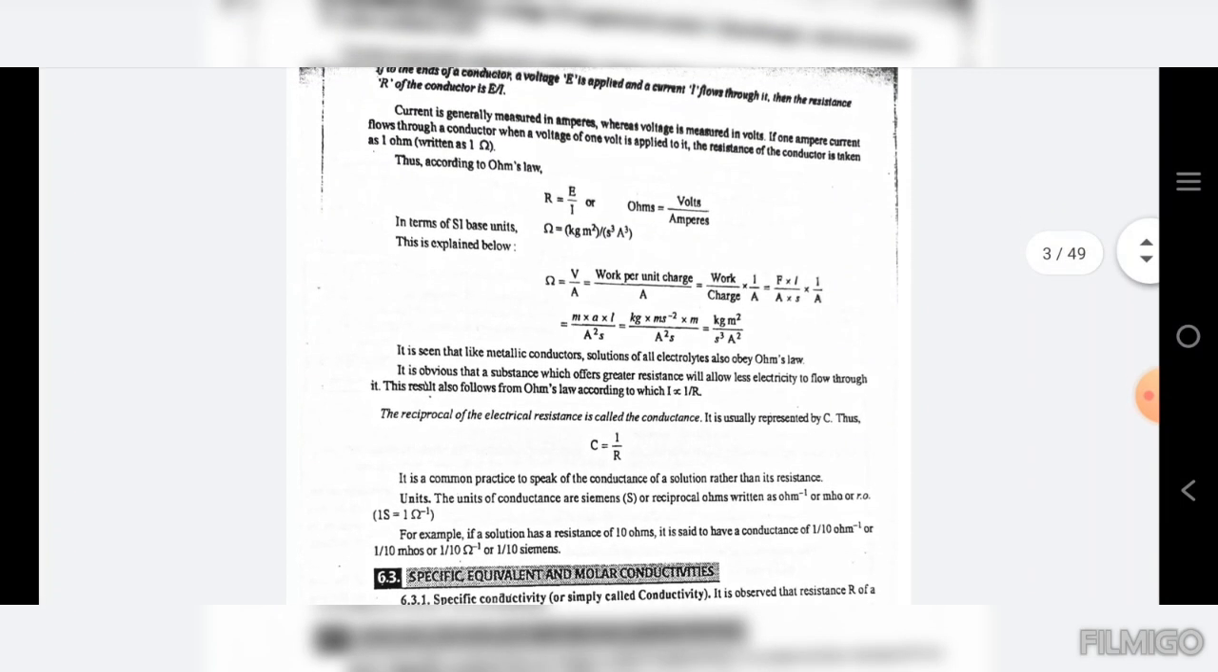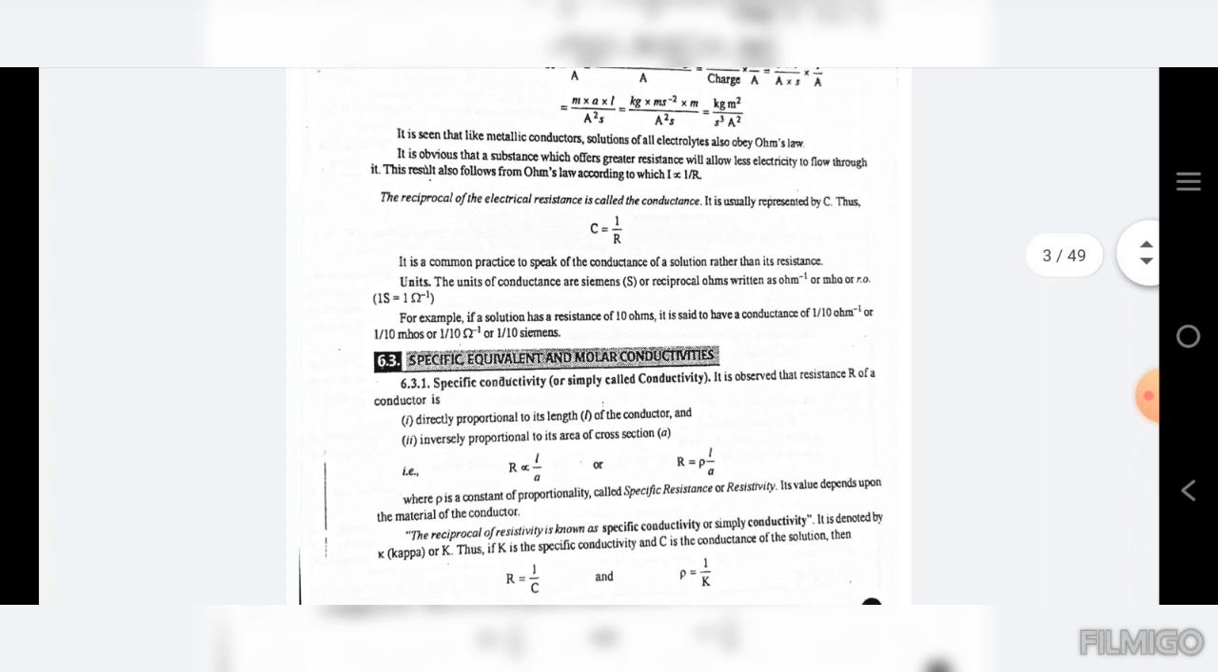Current is generally measured in ampere, whereas voltage is measured in volts. If 1 ampere current flows through a conductor when a voltage of 1 volt is applied to it, the resistance of the conductor is taken as 1 ohm, written as 1 Ω. Thus, according to Ohm's law, in terms of SI base units, and this is explained below in the derivation, it is seen that like metallic conductors, solutions of all electrolytes also obey Ohm's law.